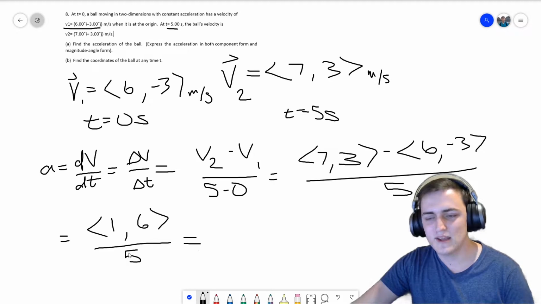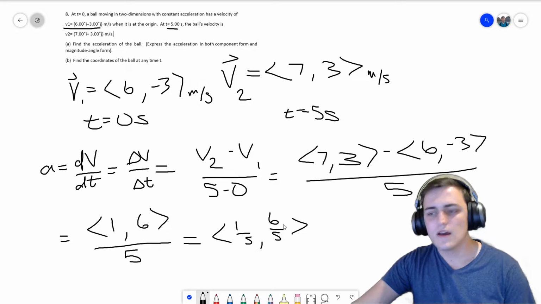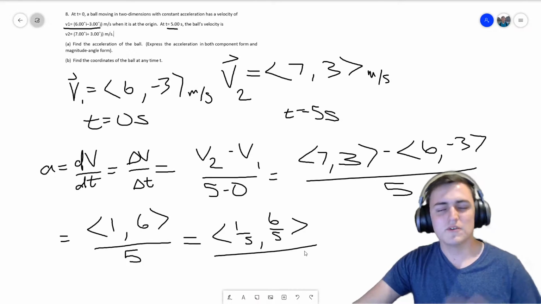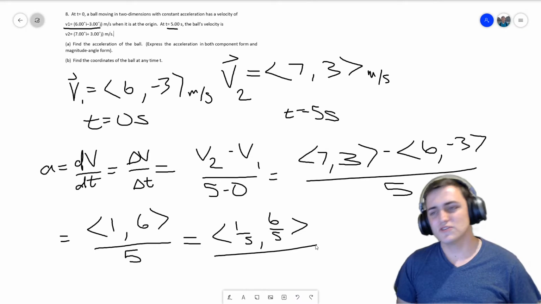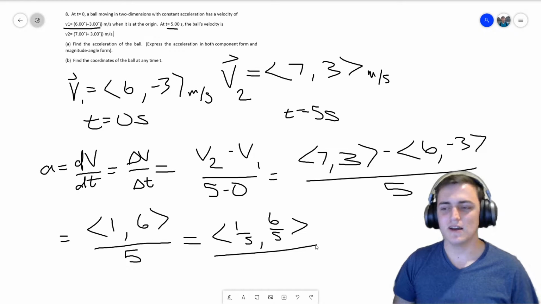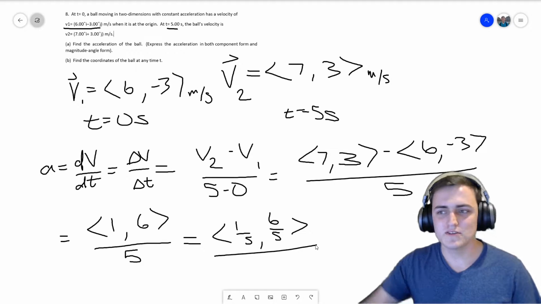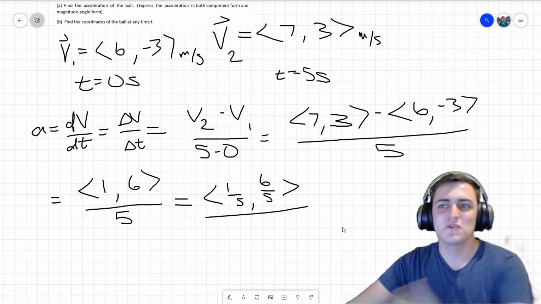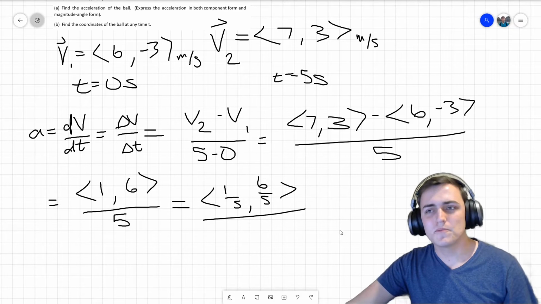The next step is to take that 5 and distribute that to every term in that vector. So we have 1 divided by 5, comma 6 divided by 5. And so this is our acceleration in component form, right? It wasn't that bad to find, as long as we understand that acceleration is the change in velocity over a change in time, and that we can do algebra to this velocity. We don't have to get it out of vector form and then bring it back in. We can just keep it in vector form.